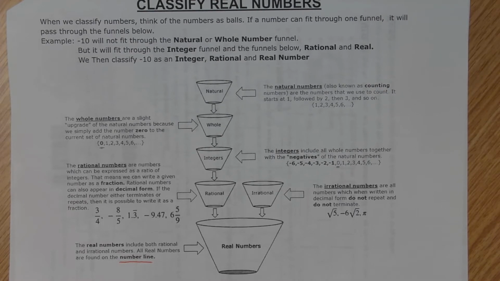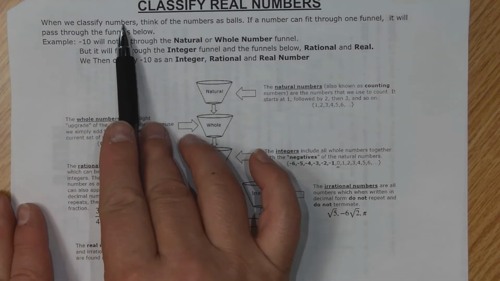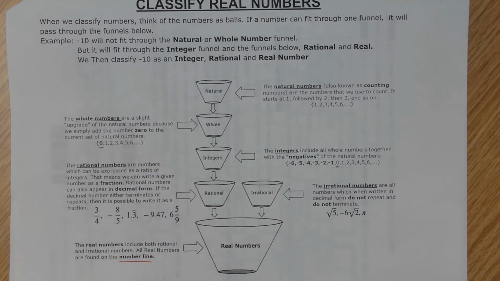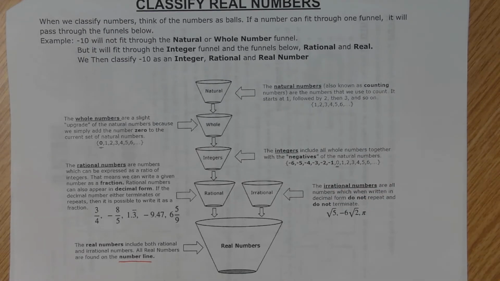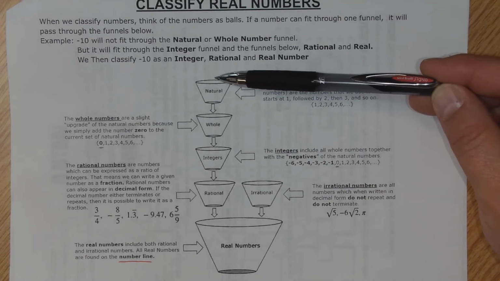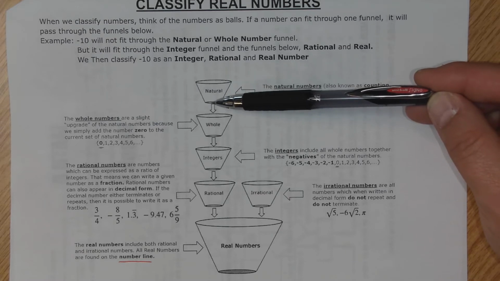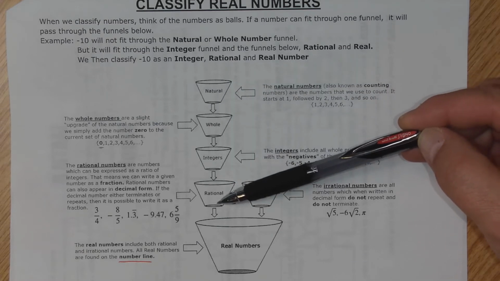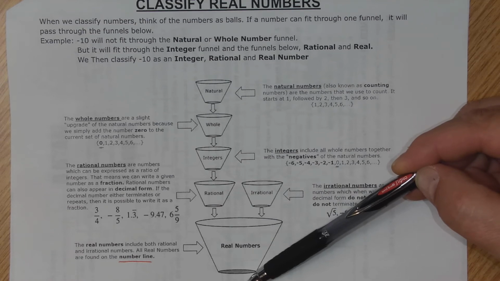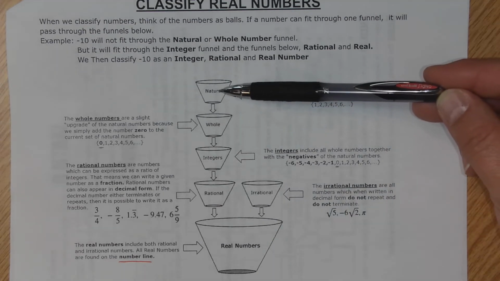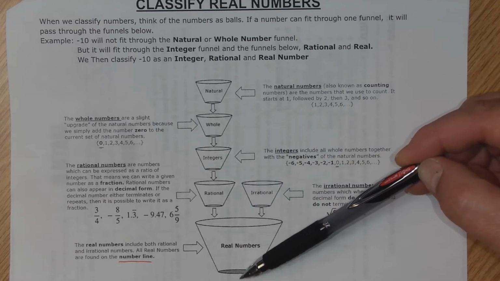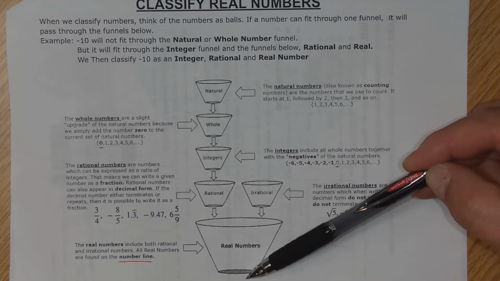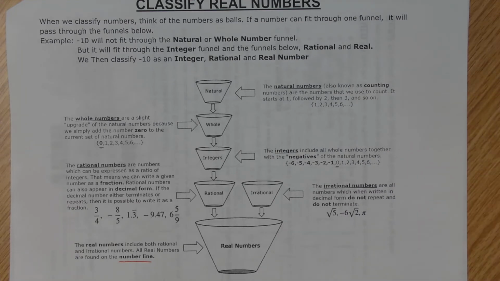But let's start at the top. When we classify numbers, think of numbers as balls or little small spheres. If a number can fit through one of these funnels, it will pass through the funnels below. For instance, if you put a ball up in this top funnel, it'll go through this funnel, through this funnel, and ultimately all the way down through the bottom. Now, if it's too big, it won't fit up here, and too big, it won't fit in here, but it will fit there. It'll go all the way through these. Or if it fits through here, it'll go down through that, through this bottom one here. So that's what we're looking at.